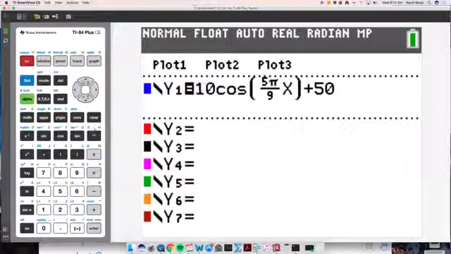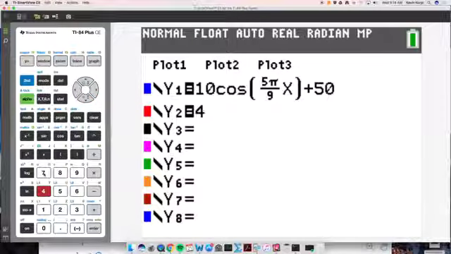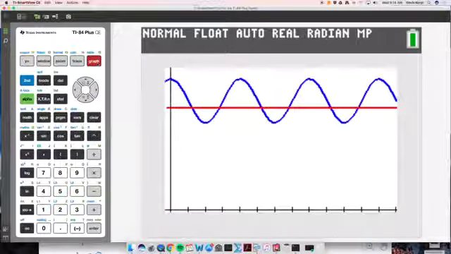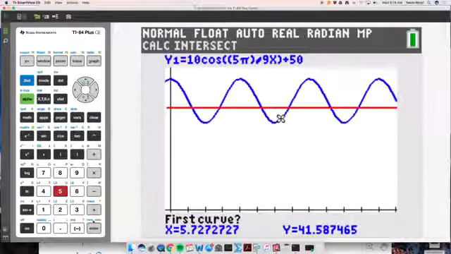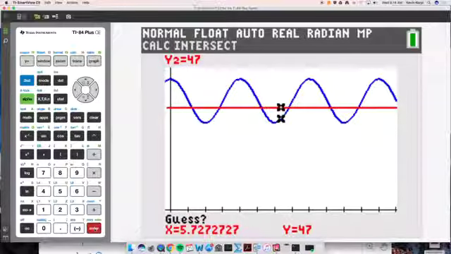The way we do it, remember, is we actually come down here to Y2. We graph 47. And now we got a visual. There it is. It's the point of intersection. Second trace, number 5. Okay, so enter, enter. And now for your guess, you got to make sure you scroll to the one you want. Boom, right there, enter. And ooh, yeah, there it is.